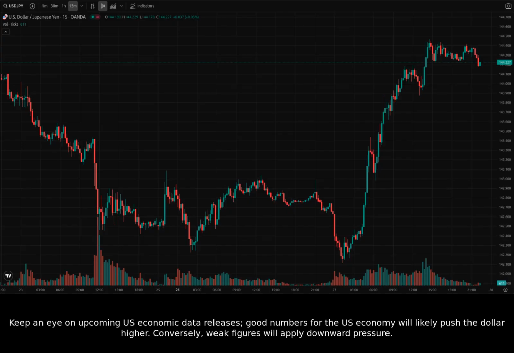Keep an eye on upcoming U.S. economic data releases. Good numbers for the U.S. economy will likely push the dollar higher. Conversely, weak figures will apply downward pressure.